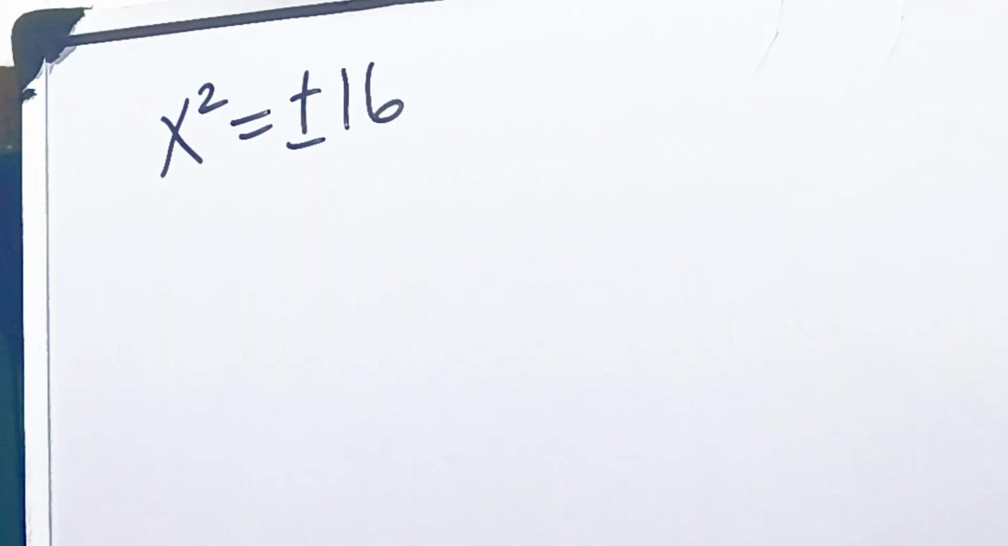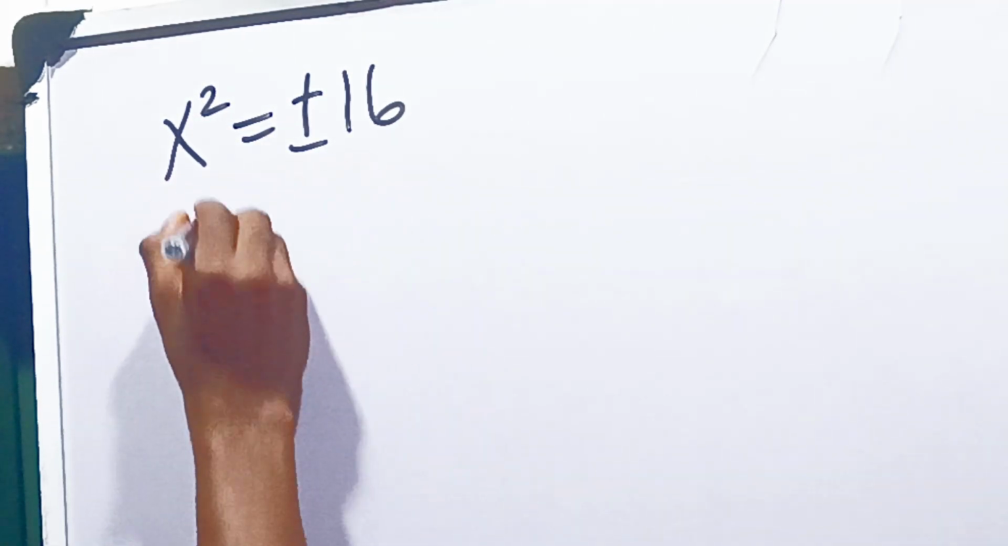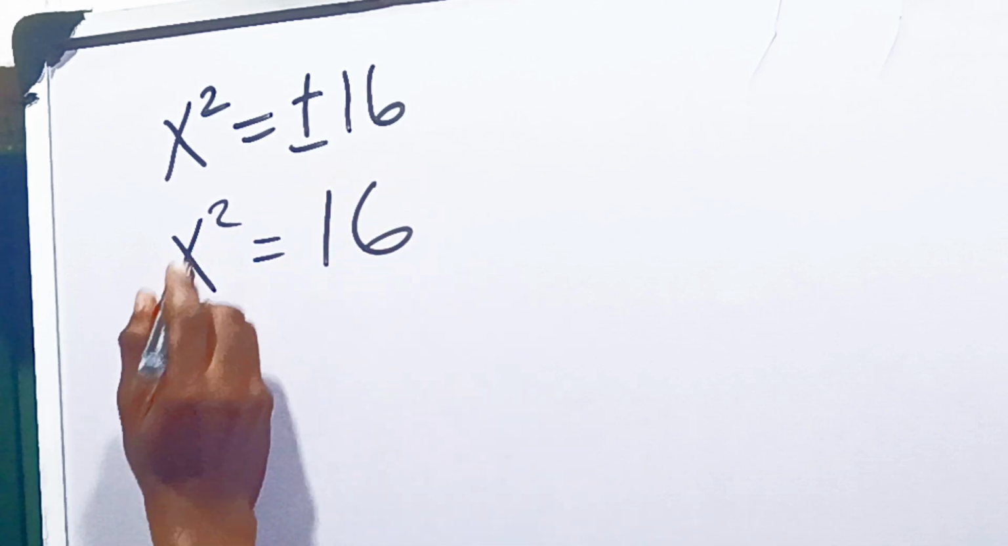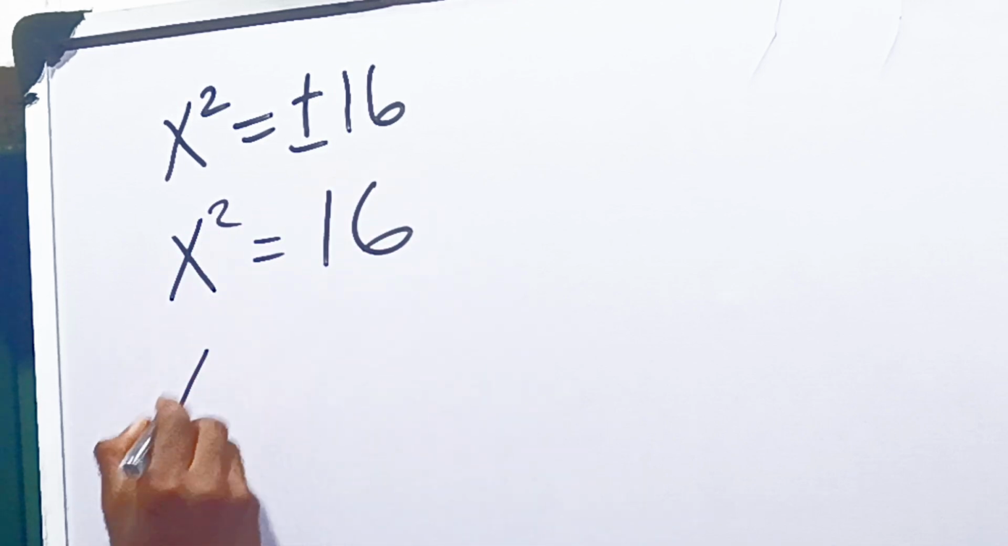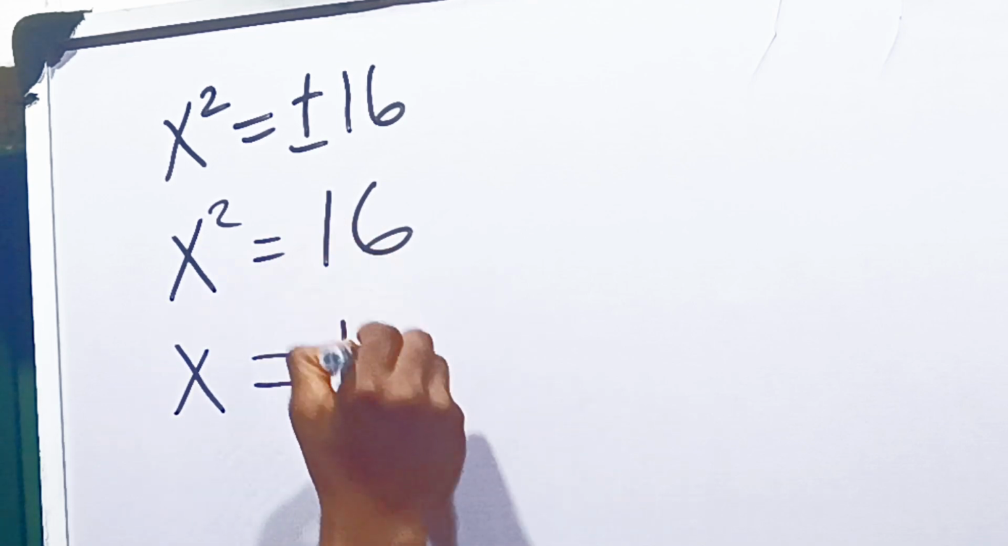Moving on from here, let's take the first number for example. So we have that x squared is equal to plus 16. Again, take the square root of both sides. The square root of x squared is x, and the square root of 16 will now be plus or minus. The square root of 16 is 4.